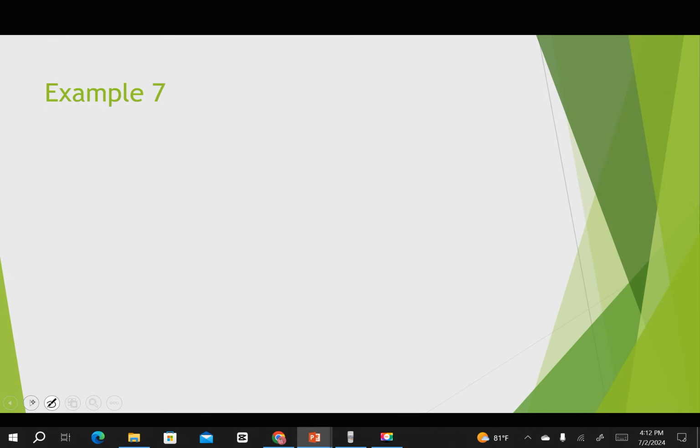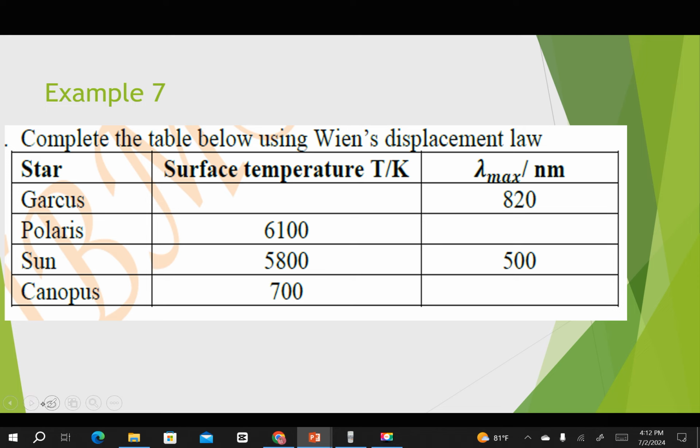We have example number 7. Complete the table below using Wien's displacement law. You can always pause the video and try to see if you can answer the questions on your own first. If you can't do that, then it is very unfortunate. So complete the table below using Wien's displacement law.